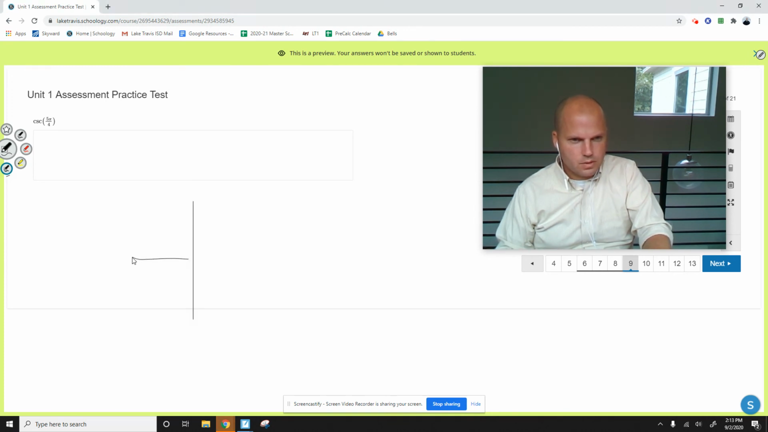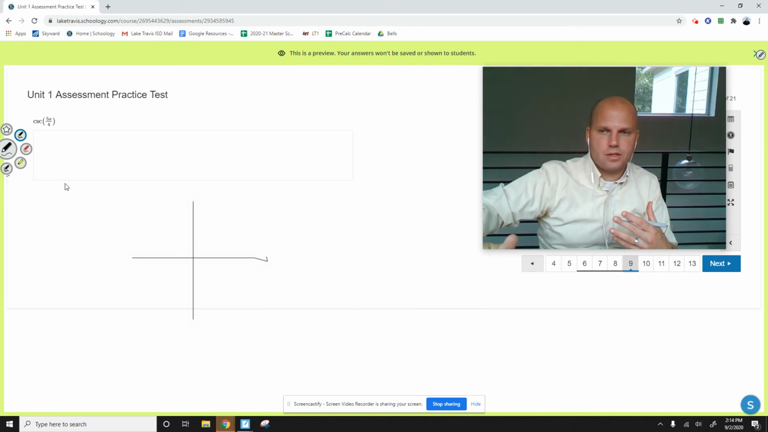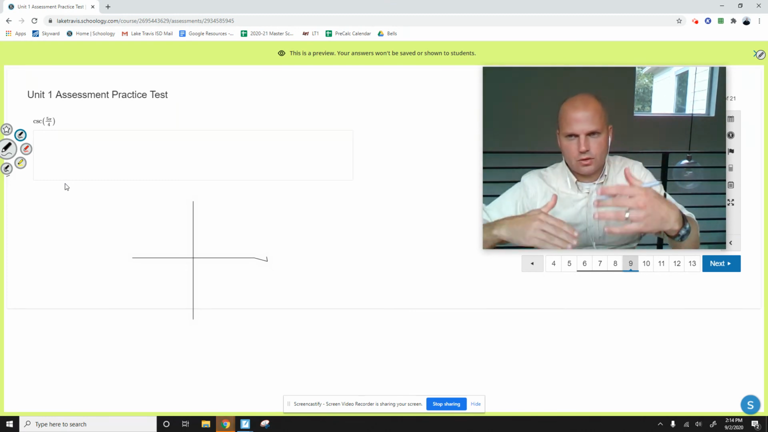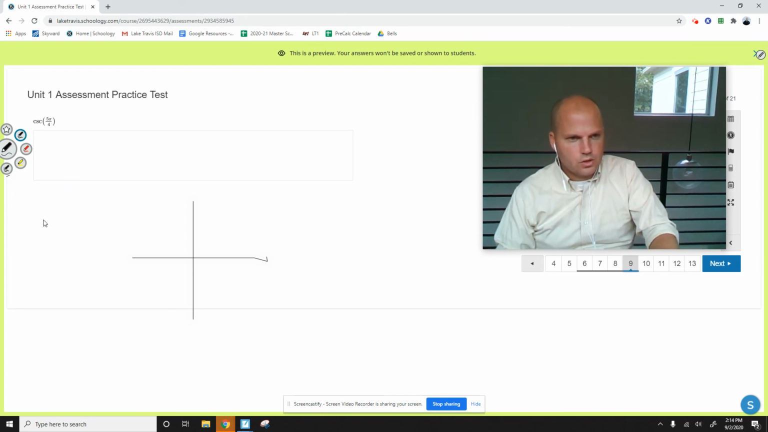So let's make sure we know where 5 pi over 4 is and know the sine of 5 pi over 4. My recommendation for cosecant is you can either do hypotenuse over opposite, which is the flipped opposite over hypotenuse, or you can just find the sine and then flip it. So yes, the cosecant of an angle is equal to 1 over the sine of the angle.